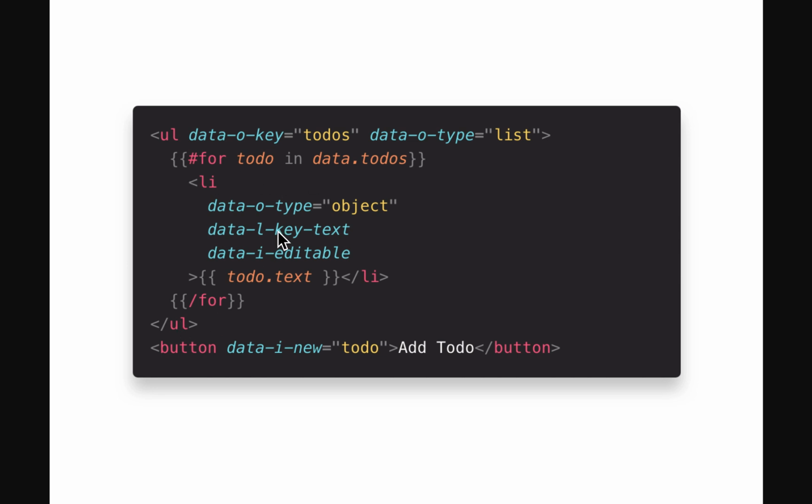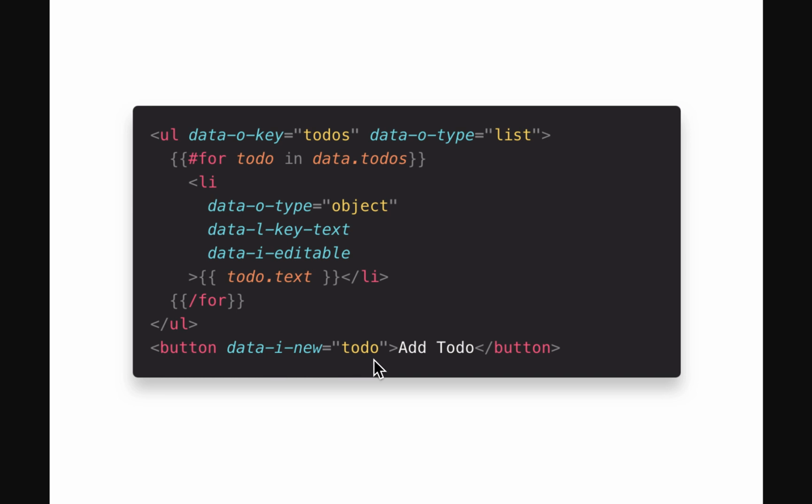And like I said, we're not actually going to loop over anything in the first version of this app. We actually need to be able to add new to-dos. That's where this comes in. So this very simple attribute, data I new equals to do, whenever you click on a button or an element that has this data I new attribute on it, it's going to look for a template called to do, and it's going to render that template, and then it's going to attach it to the page. Now, all of these attributes that I've already mentioned, some of them have alternate syntax and more powerful syntax. This is one of those.